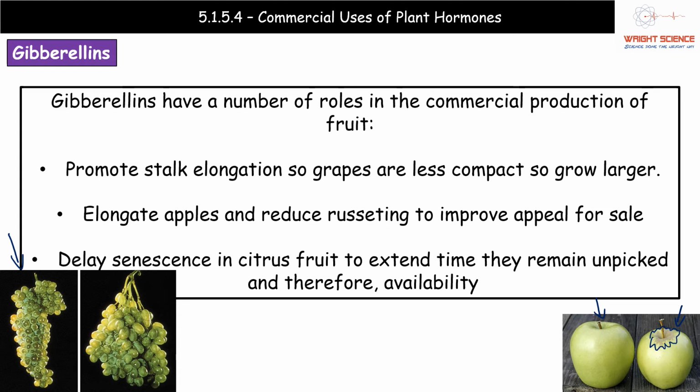The other area we'll find our gibberellins is in delaying senescence in those citrus fruits. And this is all about extending how long those citrus fruits can stay unpicked, and that means we will have those citrus fruits for a longer period of time. If obviously you have a short space of time that you've got to pick all those fruits, they're only going to last for a certain length of time and therefore reduces the availability of them in the shops. So delaying their senescence means they're going unpicked for longer and therefore longer availability.